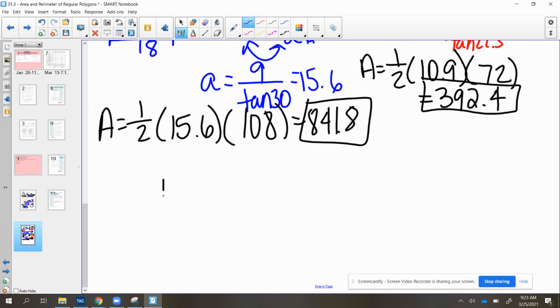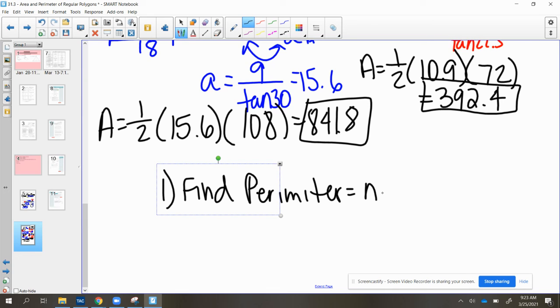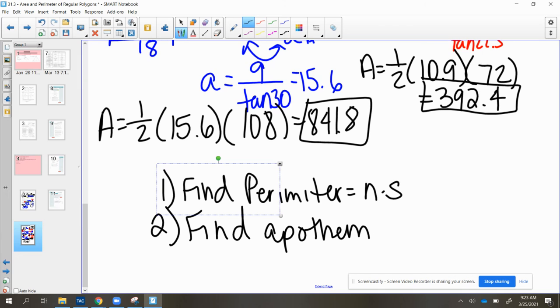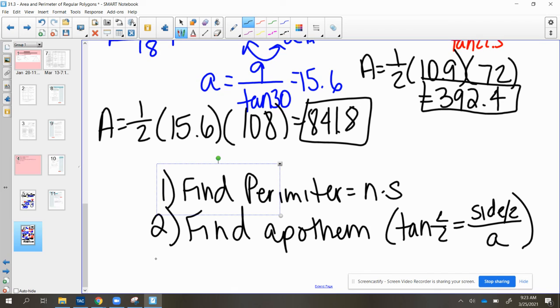You want to start by finding your perimeter using n times s, number of sides times side length. You'll find your apothem if they don't give it to you. If they don't give it to you, it's going to be tangent of the half angle, right? And then that's the side divided by 2 divided by the apothem, right? And then last but not least, plug in to half ap.